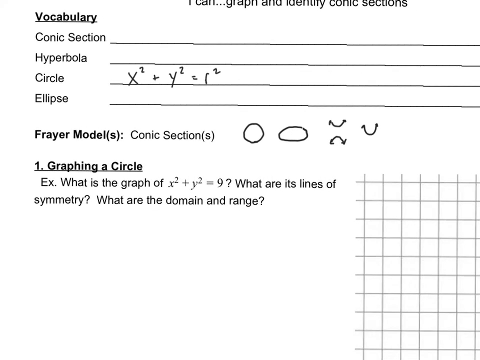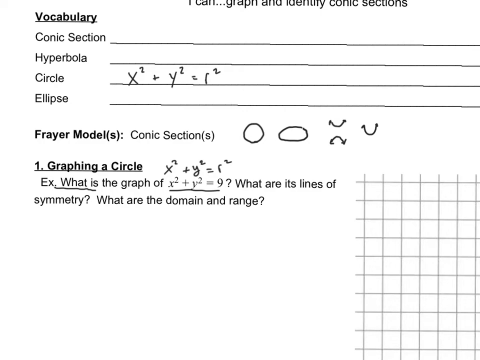Now going forward, we look at this, graph a circle, and it says right here, what does the graph of this look like, and what are the lines of symmetry, and what are the domain and range? Well, what does the graph of that look like? There are several ways to address this, but we know that x squared plus y squared is going to be equal to r squared.